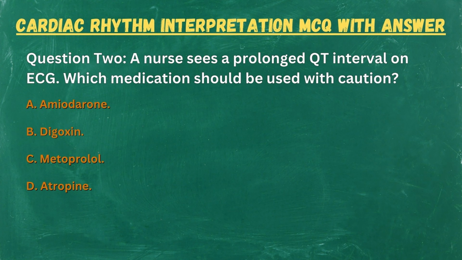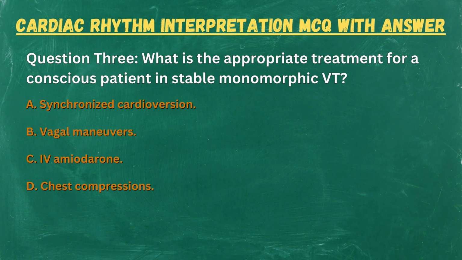Question 2. A nurse sees a prolonged QT interval on ECG. Which medication should be used with caution? A. Amiodarone. B. Digoxin. C. Metoprolol. D. Atropine. Answer: A. Amiodarone.